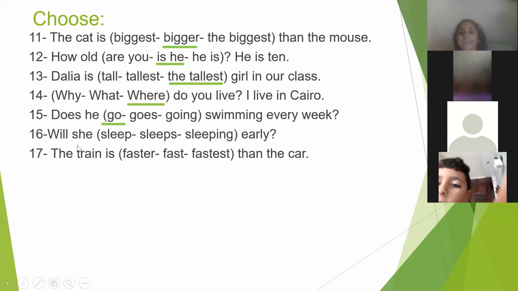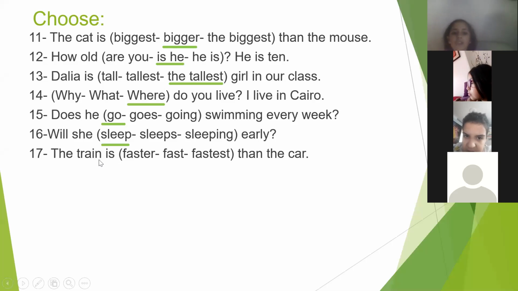Will she sleep early? Yes, verb stem, sleep. The last one, the train is faster than the car. Number 17, please. The train is faster. Yes, thank you. Faster than, because I have than, I must put ER.